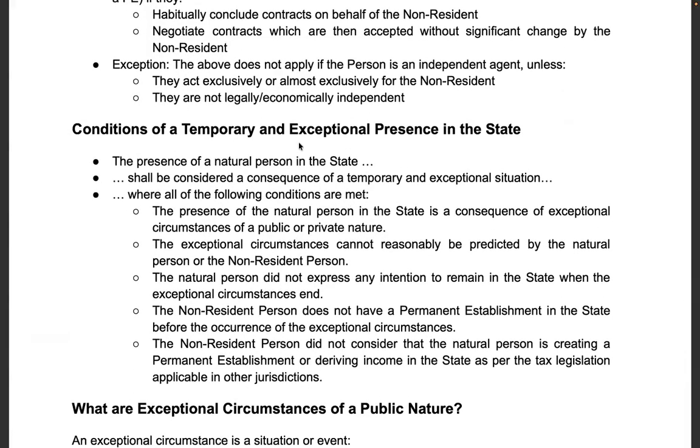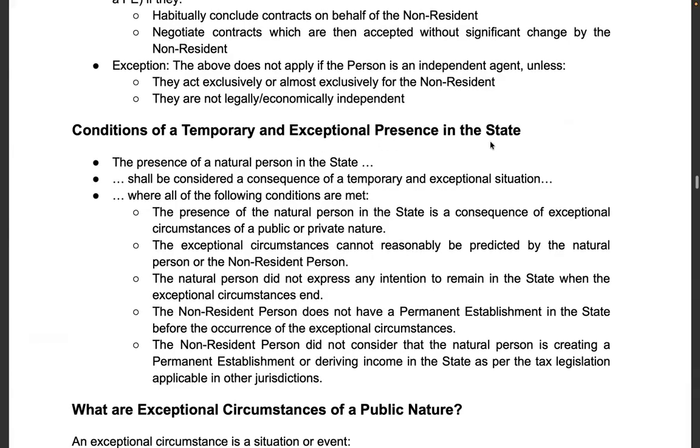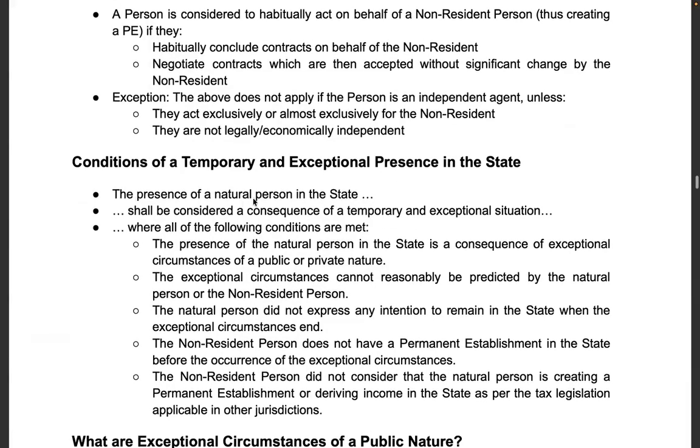Conditions of a temporary and exceptional presence in the state. The presence of a natural person in the UAE shall be considered as a consequence of a temporary and exceptional situation. Why was this provision brought into the UAE tax law? Because you might do an activity for some time, and that will form a PE, by the way. So it was a PE risk, permanent establishment risk.